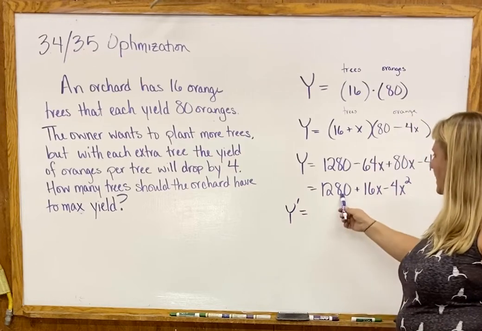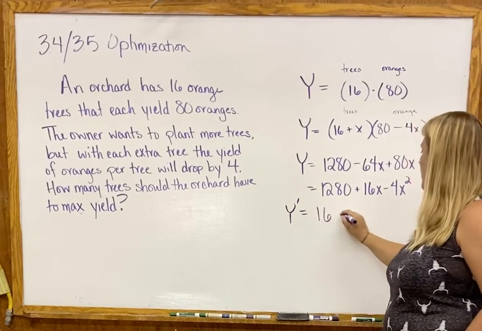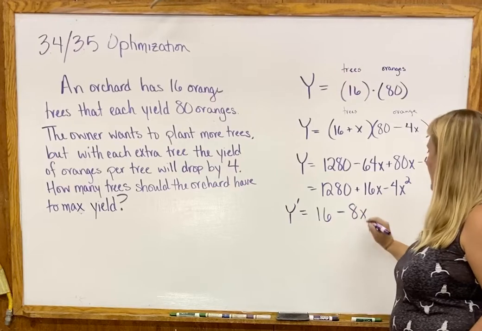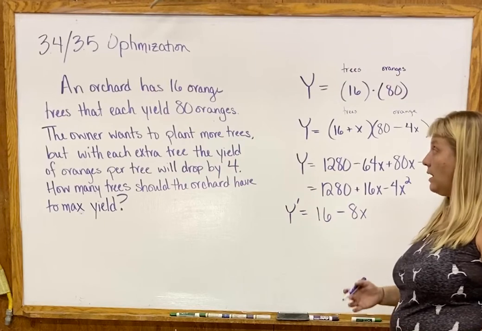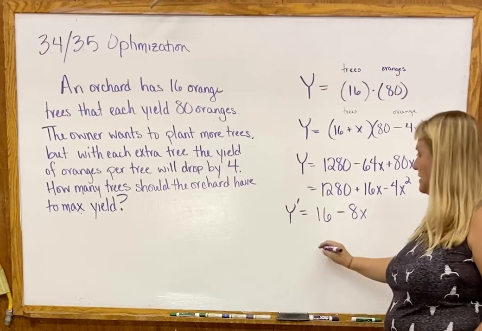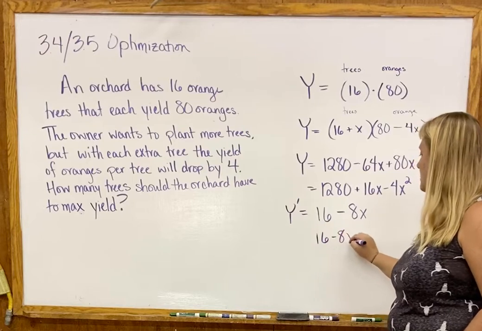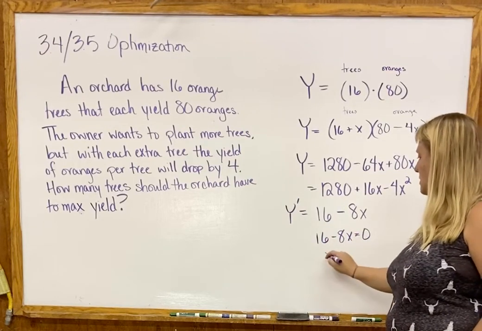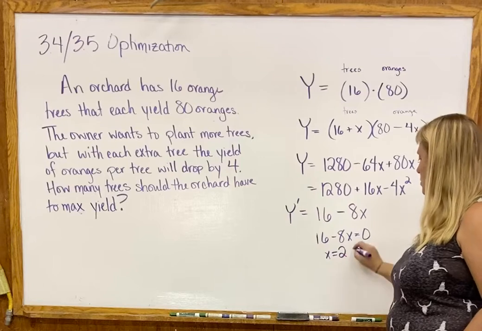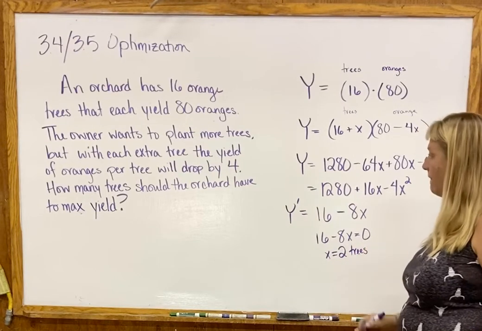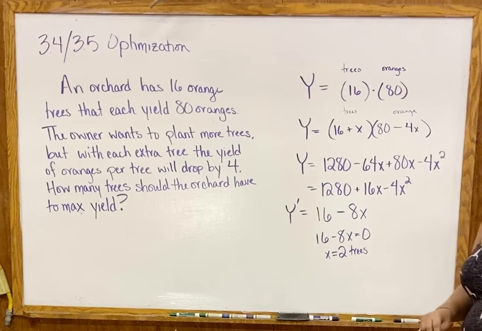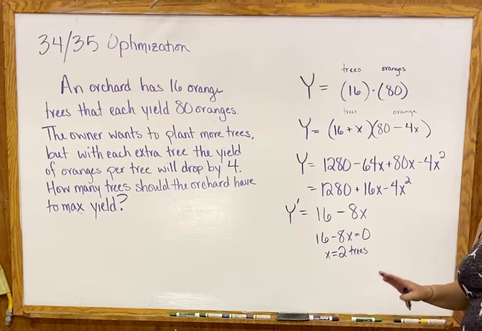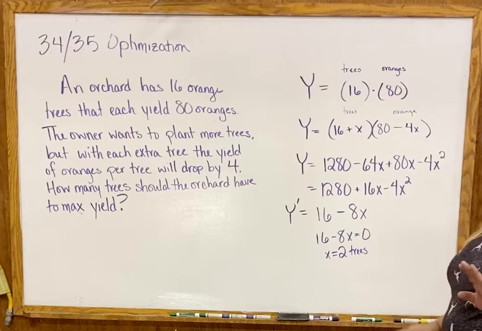So the derivative of the yield: the constant is going to go away. That'll just leave us 16, and that'll be minus 8x. Now again, we want to find the max, so we need to set this equal to 0. So 16 minus 8x equals 0, so x is going to equal 2 trees. They could keep adding more and more trees, but they're going to do the best if they just add 2 trees. Don't go past 2 trees. Even though it might be tempting, you're best off if you only plant 2 extra trees.